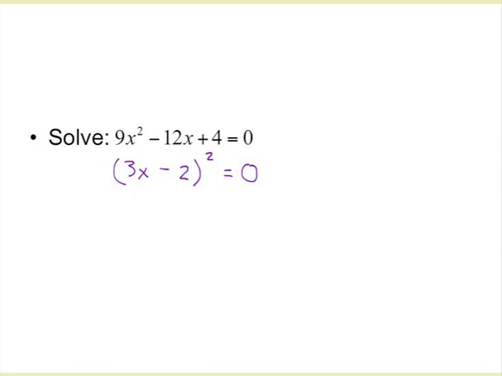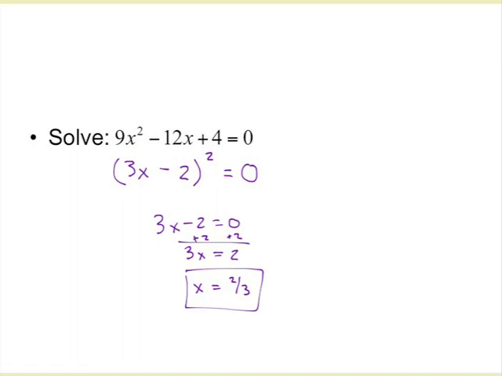Okay, so if this is 3x minus 2 squared, that's really like 3x minus 2 times 3x minus 2. There's only one parentheses here to set equal to 0. So we're going to say 3x minus 2 equals 0, and solve for x. So add 2, and 3x would be equal to 2, and x would be equal to 2/3. So there's only one solution for this quadratic. So quadratics can have up to two solutions, but they don't always have two solutions.